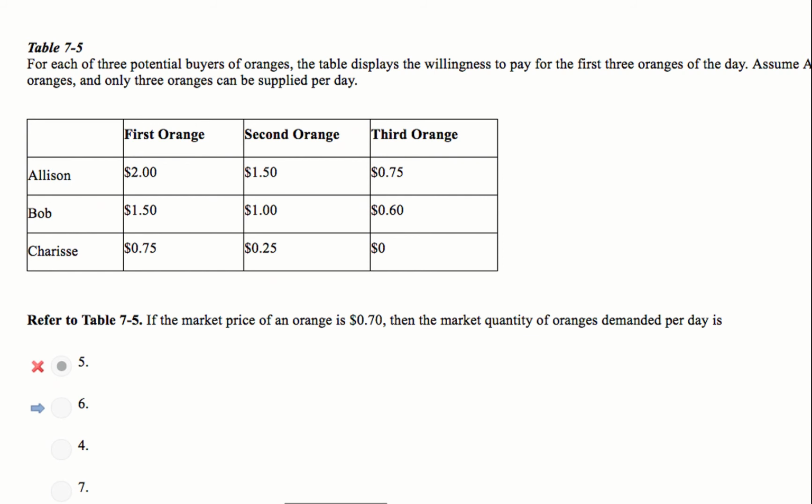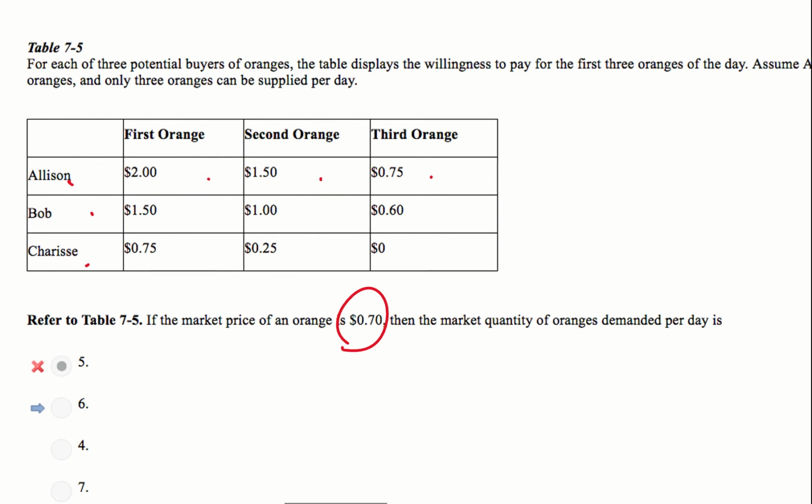Okay. So next one. If the market price for orange is 70 cents, then the market quantity for orange demanded per day is how many? All right, so we have 3 different consumers here. So Allison, Bob, and then Charisse. So each person's preference gets a little lower depending on which orange they buy, and this is the case for most consumers.